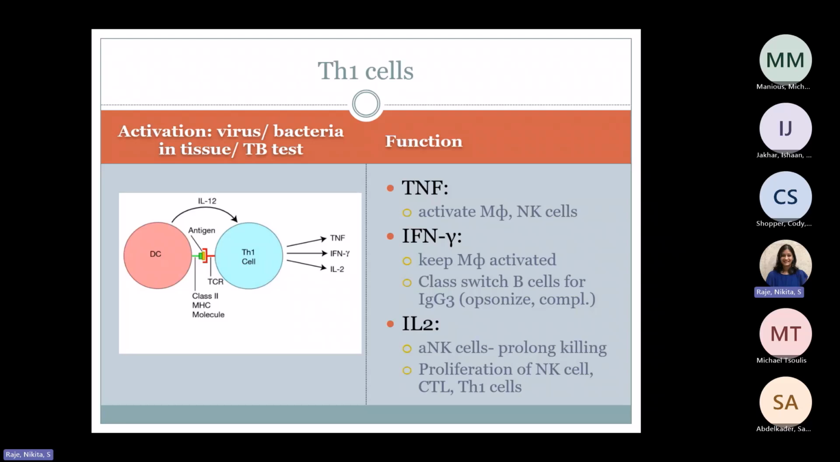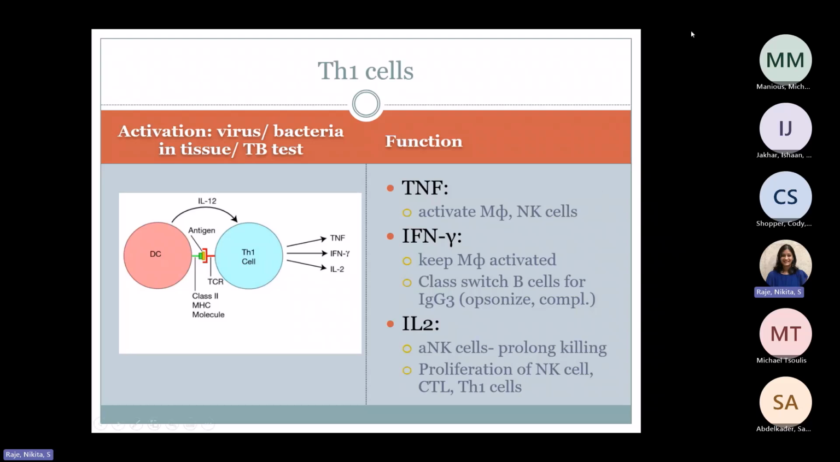So they will provide that interaction with the Th cells and further determine that these cells will become Th1 cells. These Th1 cells will release cytokines like TNF, interferon gamma, and IL-2. And these cytokines have particular functions that help in fighting the infection, such as viral infection or intracellular bacterial infection or mycobacterial infection. So what do these cytokines do?